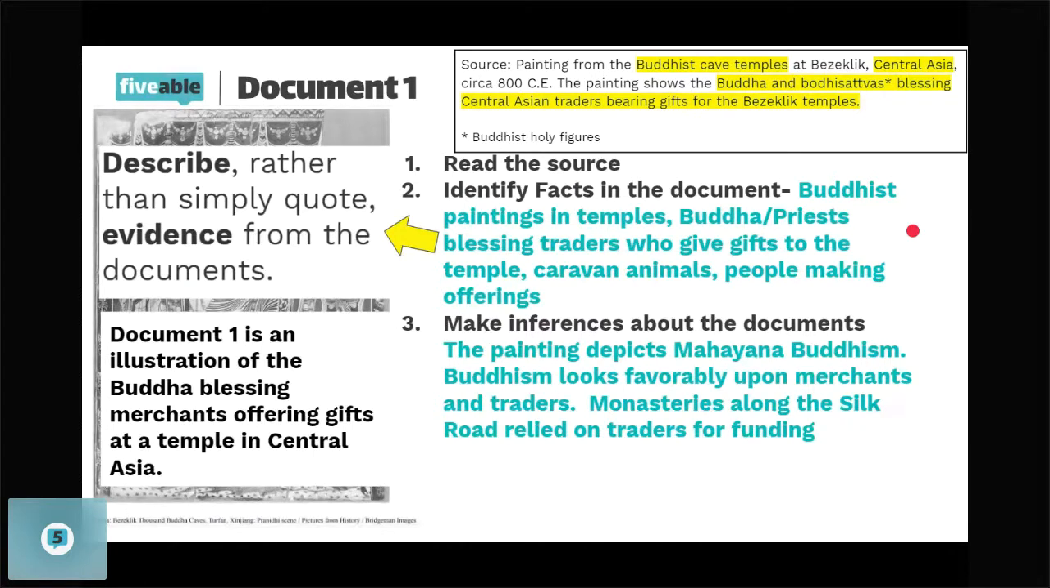Then in my next sentences, I could add some of my inferences. It might get a little repetitive, so when you actually write your essay, you'll pick and choose what to write. The next part might be: the painting depicts Mahayana Buddhism, and I could explain that or not. I'd probably pick the next sentence: Buddhism looks favorably upon merchants and traders. Monasteries along the Silk Road relied on traders for funding. Those are all facts, right? It's good information about the documents.